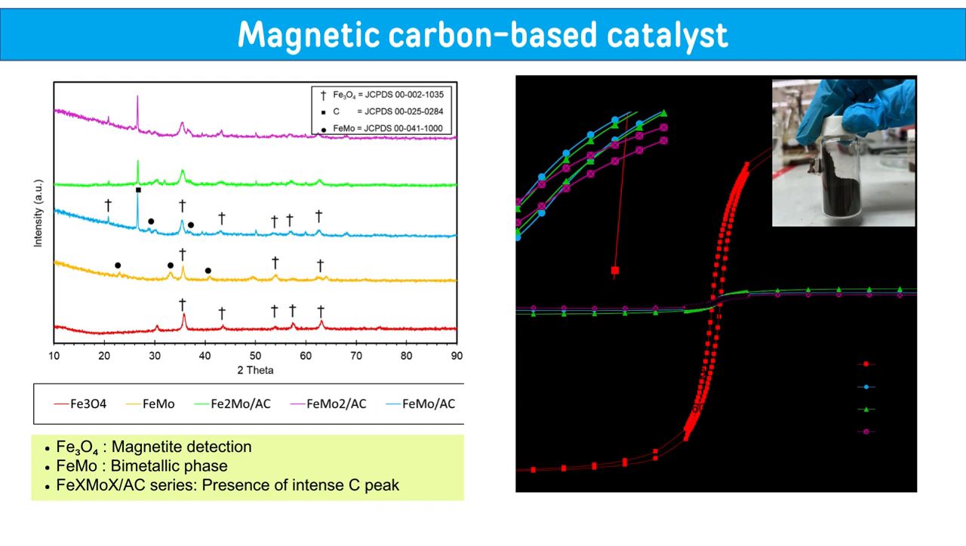For the VSM analysis, Fe3O4 magnetite shows the highest intensity. However, hysteresis is also the largest, showing signs of ferromagnetism. Other catalysts such as FeMo and Fe2Mo supported on activated carbon show slight signs of paramagnetism, where it shows lower saturation than that of a ferromagnetic.